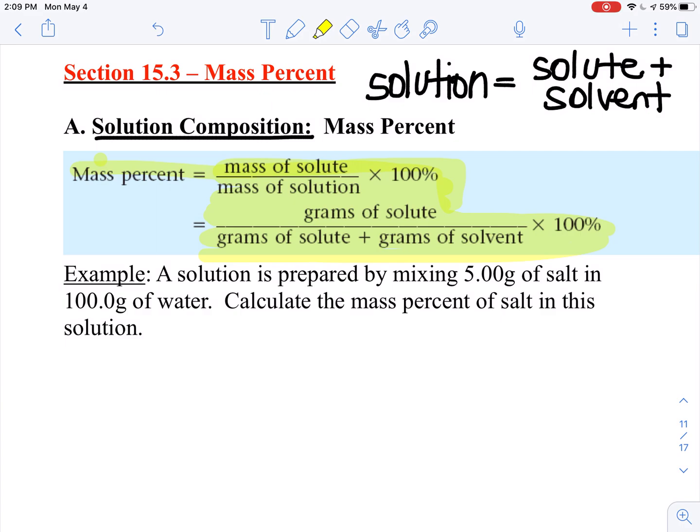There are 2 ways to write it, and the reason is, if you notice here, it says the mass of solution is in the denominator. Down here, it just has grams of solute and grams of solvent. That's just breaking up solution is equal to solute plus solvent. So that's why it's written 2 different ways. We're going to be using this equation and this formula in the next 2 examples that we're going to do.